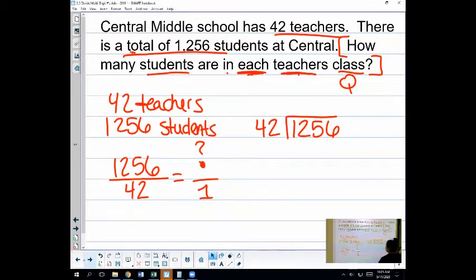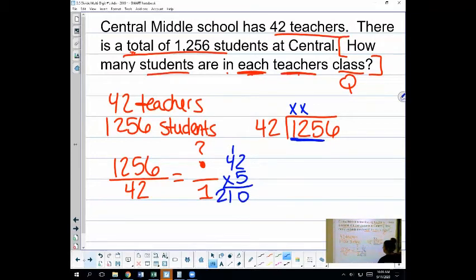Okay, there we go. 42 does not go into 1, so its buddy is nothing. 42 does not go into 12, so its buddy is, again, nothing. So how many 42s would come close to 125? Well, 42 times 5 is going to be way too big. That's 10, that's 210. So let's jump down a little bit. How about 42 times 3? That's 6, and that's 126. Too high, so it's got to be 42 times 2, which is 84.